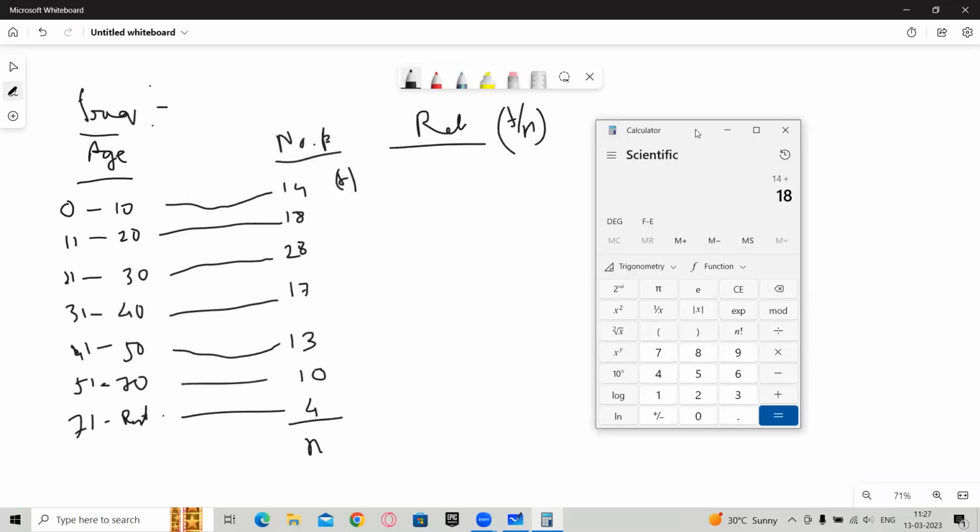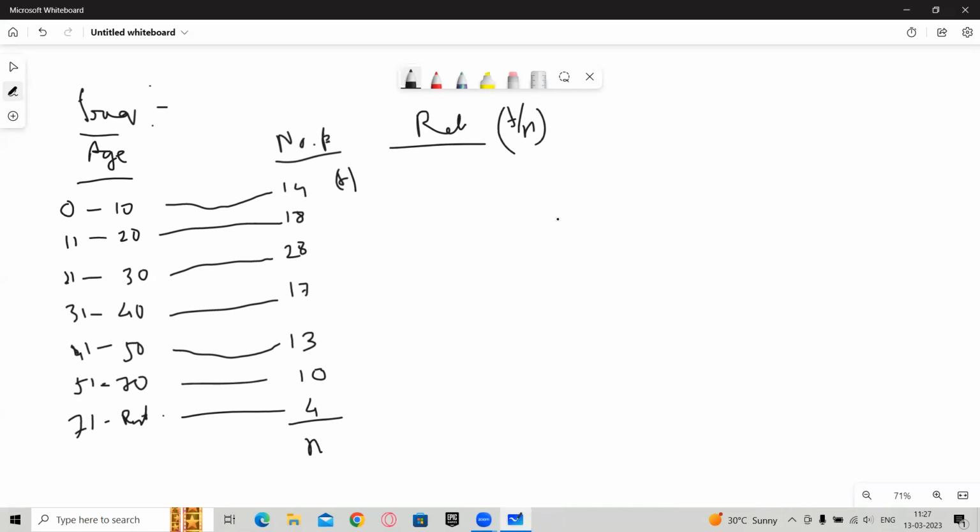You can see 14 plus 18 plus 28, then 17, then 13, then 10, then 4, 104, right? Now, if I make it 100, then it would be easier to calculate. So suppose let it be some amount, not 17. Still. Now calculate. I believe it should be 100. Yeah. Now, what is the relative frequency for that group? Then it is equal to 0.1. Yeah. Similarly, here 0.18, yeah. 0.28, then 0.13, 0.13, 0.1, 0.04.